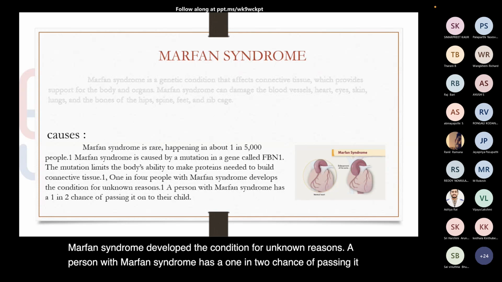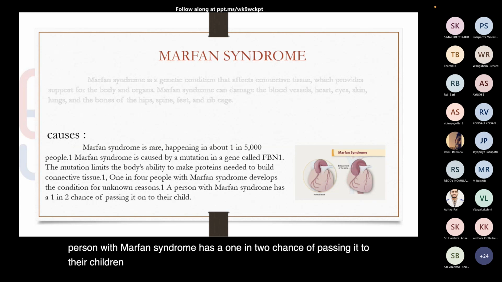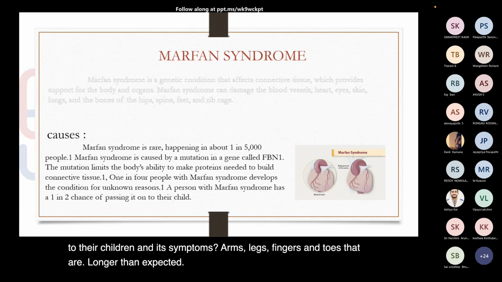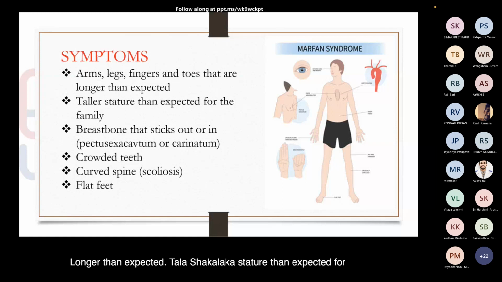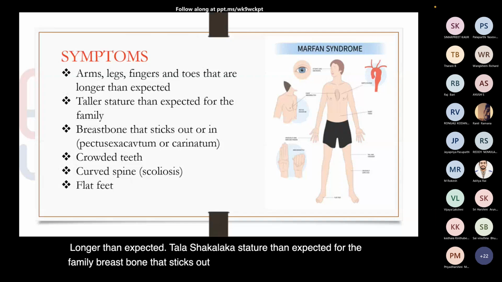And its symptoms: arms, legs, fingers, and toes that are longer than expected, taller stature than expected for the family, breastbone that sticks out or in, crowded teeth, curved spine, flat feet.